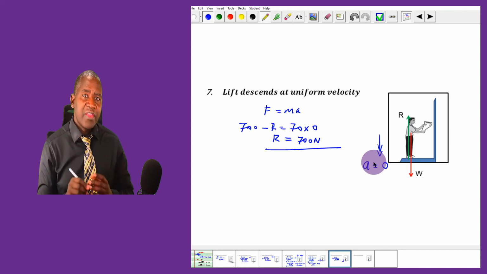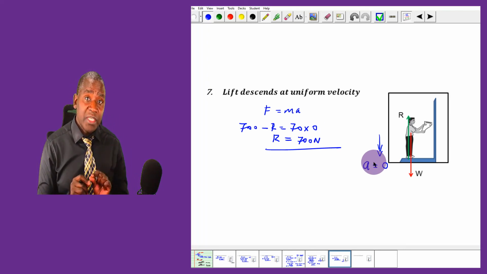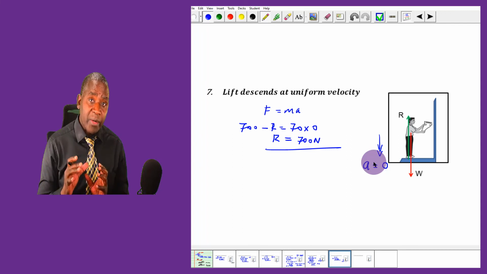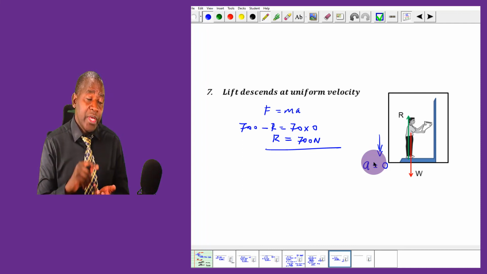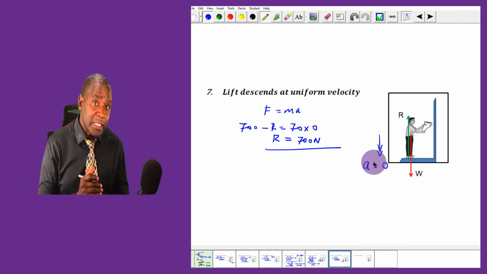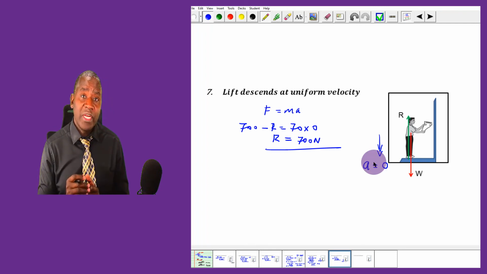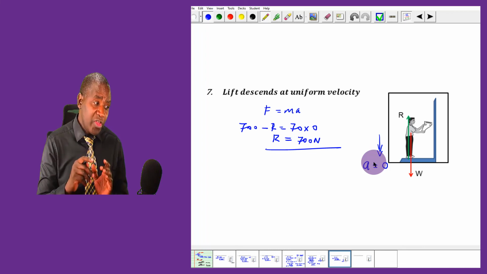So this is the third situation where the weight of the object is equal to the real weight it has when the lift is stationary. Remember, when the lift is stationary, we say that is the first situation when R is equal to W. The second situation when R is equal to W is when the lift is moving upwards with uniform velocity. And the third situation is when the lift is moving downwards with uniform velocity.